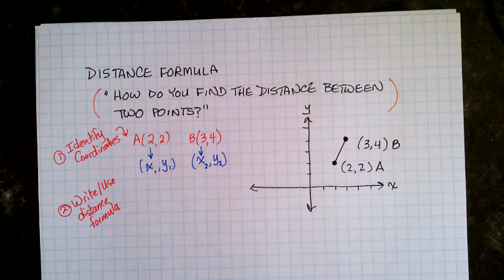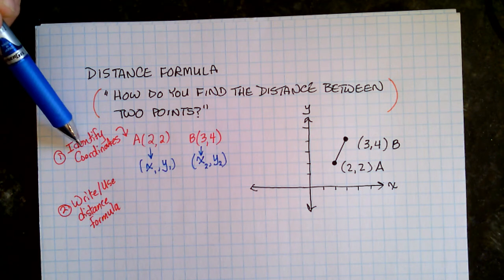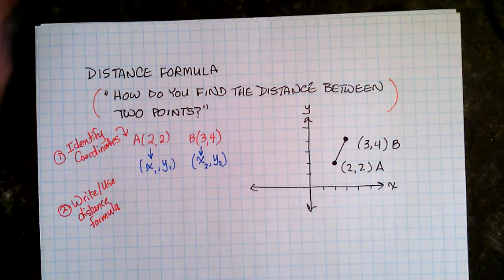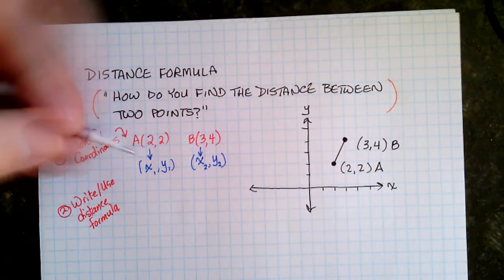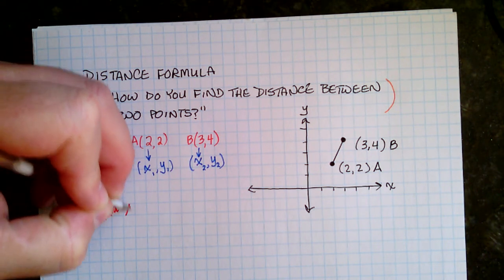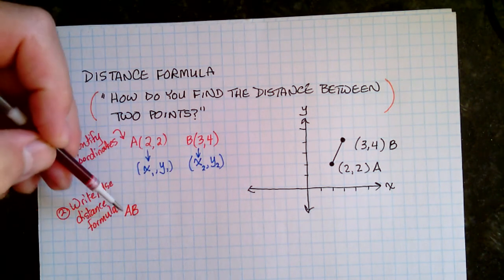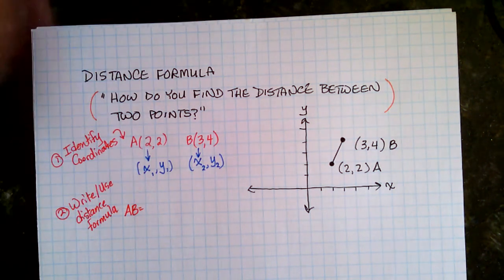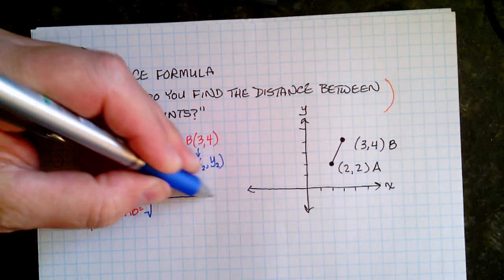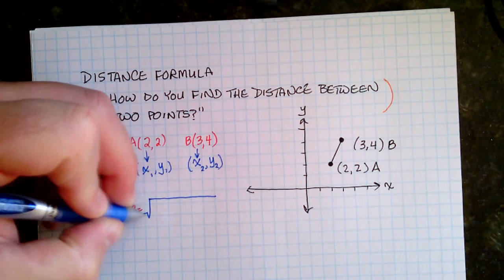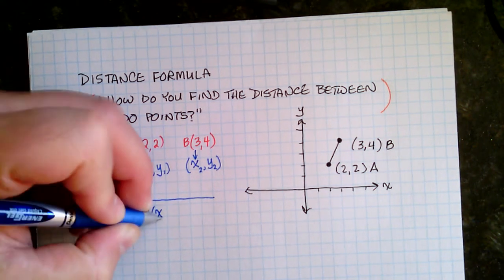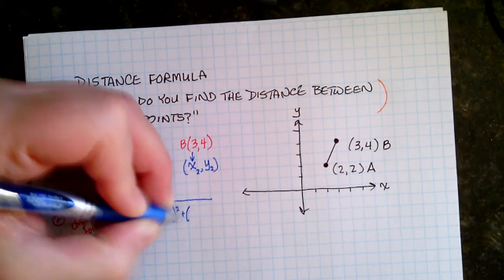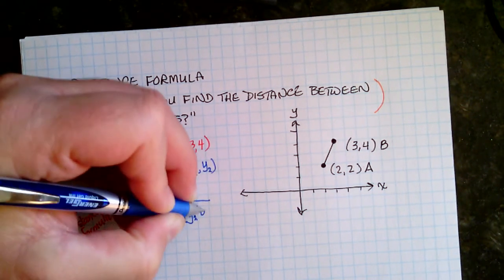Okay, the second phase in using the distance formula, after you identify the coordinates, is to write or use the distance formula. Since we're trying to find the distance from A to B, and A and B are coordinates, remember we list those as capital letters, you would write it like this: from A to B. The distance formula, I'll write it, is as follows. It is the square root of x sub 2 minus x sub 1 squared plus y sub 2 minus y sub 1 squared.